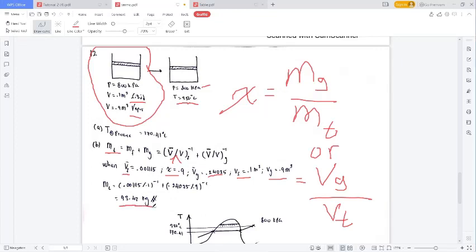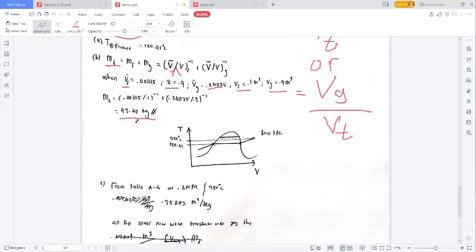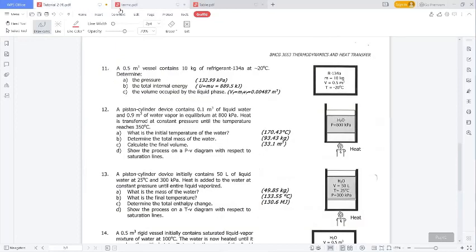Thus, you will get 93.43 kg. That is the total mass of the water in the entire system, because it is a closed system, there is no mass in and out. Next, the question asks us to calculate the final volume.